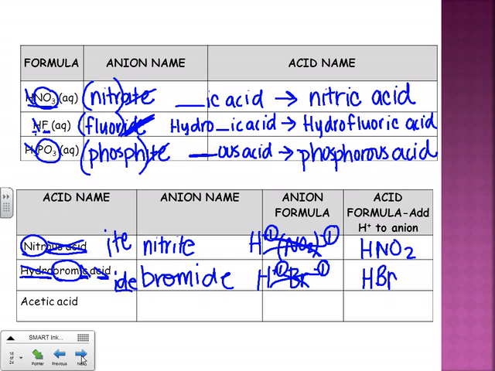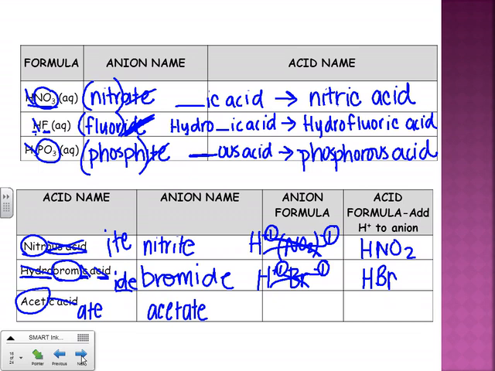Okay, lastly we have acetic acid. So if I have acetic acid, the base of this name was ic acid. Ic acid means the anion ending was ATE. Okay, so here's the stem of the anion. So we have acetate. Added ATE back on because it was ic acid.